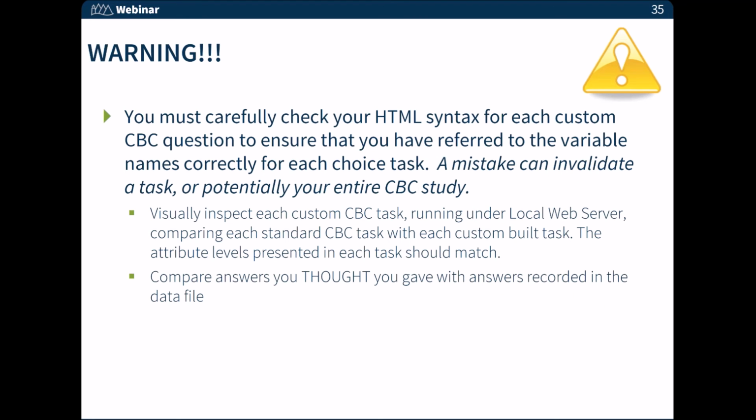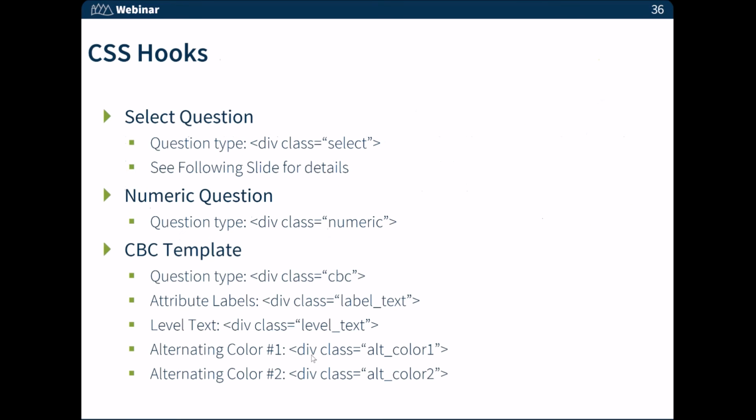So please make sure you test these things thoroughly, and then go back and look at the data set to make sure that it recorded your answer at all, and also the way that you wanted it recorded. A couple things that will help you. So there's some cascading style sheets that will help you.